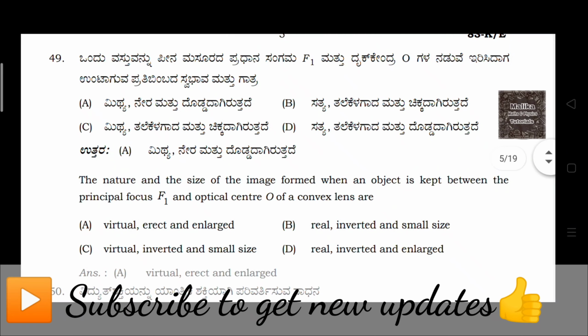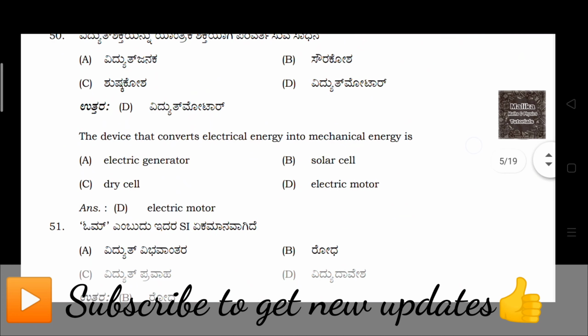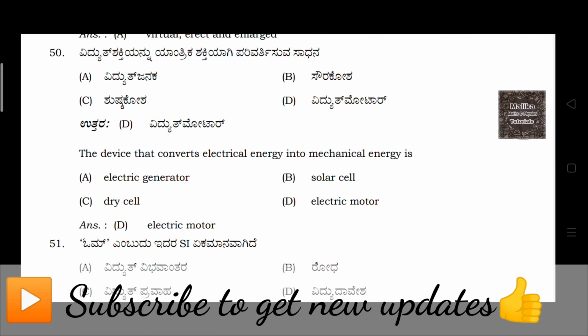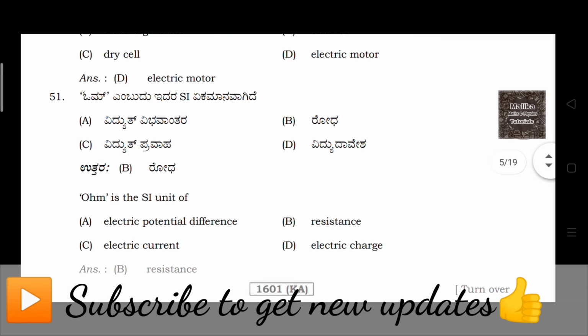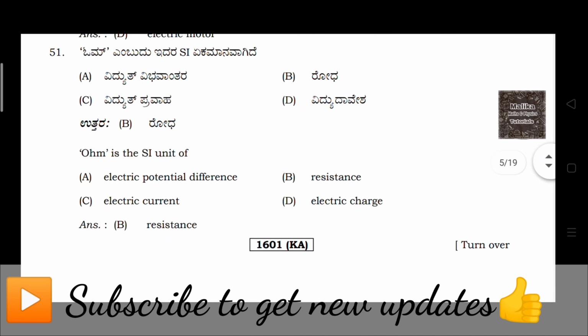Next question number 49. The nature and the size of the image formed when an object is kept between the principal focus f1 and optical center O of a convex lens are virtual, erect and enlarged. Question number 50. The device that converts electrical energy into mechanical energy is electric motor. Question number 51. Ohm is the SI unit of resistance.